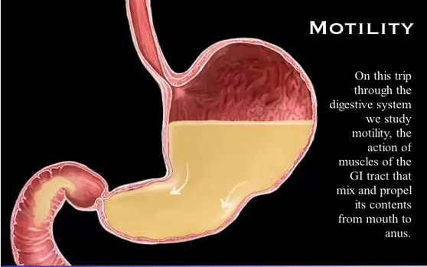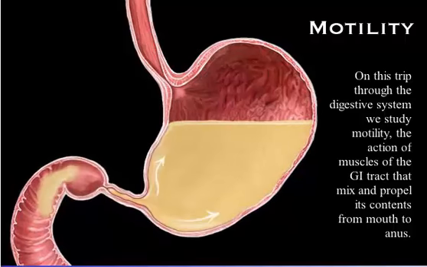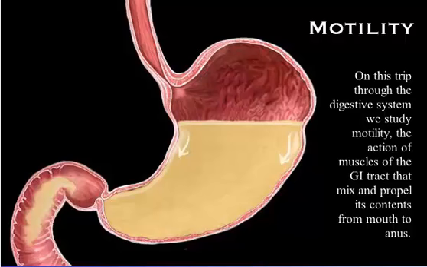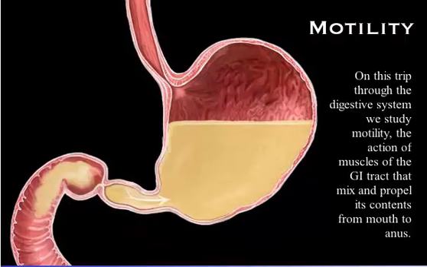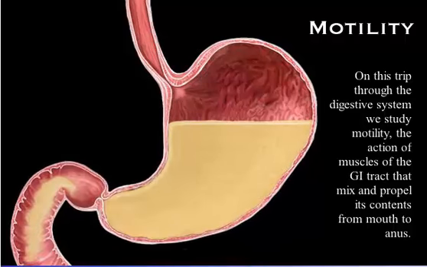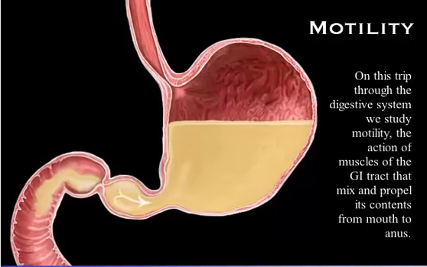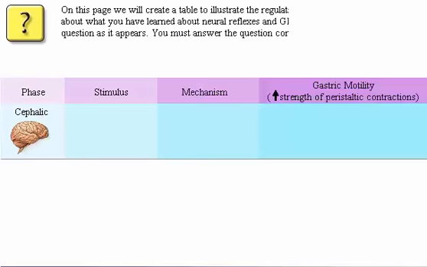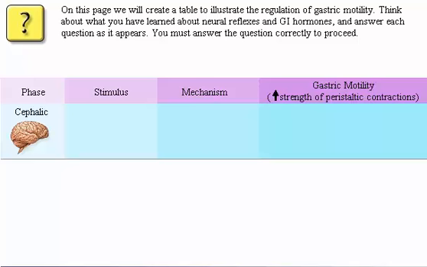On this trip through the digestive system, we study motility, which is the action of muscles of the GI tract that mix and propel its contents from the mouth to the anus. On this page, we will create a table that illustrates the regulation of gastric motility. Think about what you have learned about neural reflexes and GI hormones and answer each question as it appears. You must answer the question correctly to proceed.